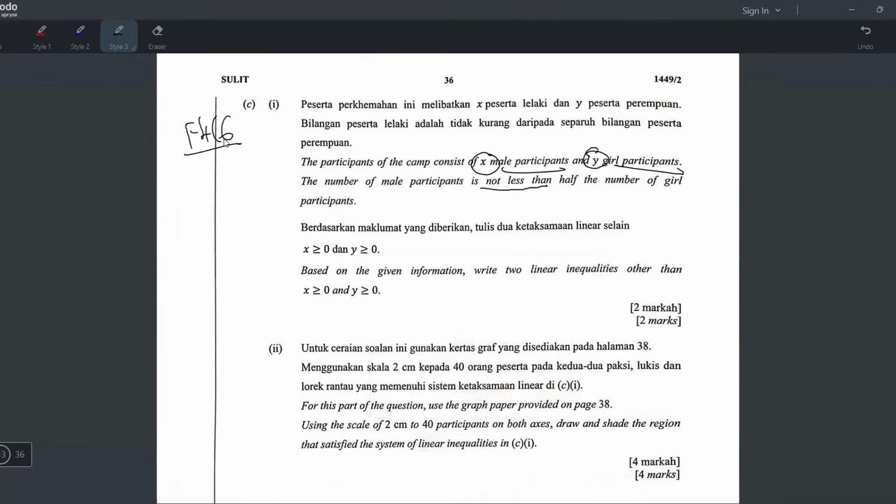Okay, so the first step must be to write the inequality first. So they said not less than. Not less than means the symbol has to be bigger or equals. So the number of male, they said is X, and then not less than, bigger or equals half, 1 over 2, the number of girl participants, so Y. So that's your first inequality, based on the given information.